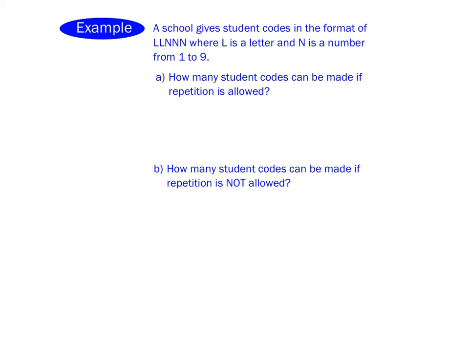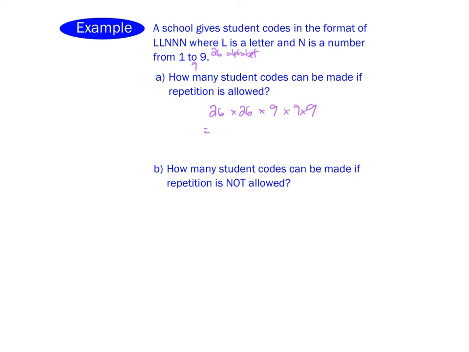So to do this question, and it seems straightforward, but sometimes we have a momentary lapse in our memories and we forget. But just so we know, there's going to be 26 letters in the alphabet. And for the numbers 1 to 9, that would be 9 numbers. So if it's LLNNN, if repetition's allowed, it's going to be 26 times 26 times 9 times 9 times 9.